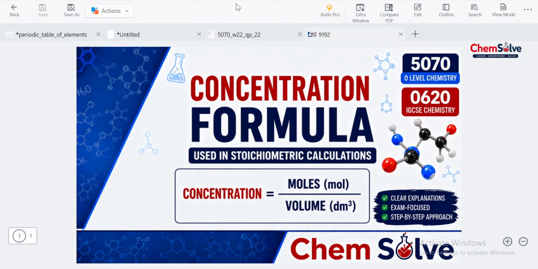Today we are going to discuss the concentration formula. You can look at the screen. That formula says concentration is equal to mole over volume in dm³. The concentration formula is one of the easiest formulas of the stoichiometric calculations, and it is equally important for both MCQs and the theory paper of 5070 and 0620 chemistry. So let's solve a question related to this formula, and I hope you will understand the concept easily.